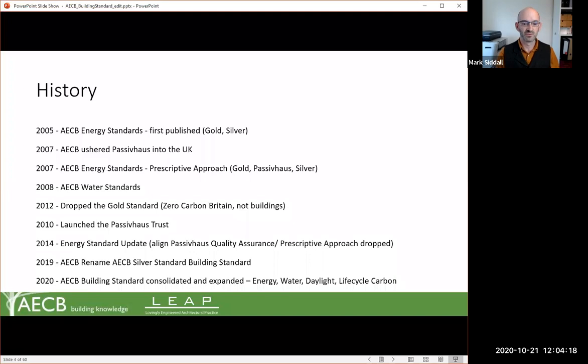The Passivhaus Trust was launched in 2010 via the AECB. And more recently, the AECB Silver Standard, which was the only remaining standard of the energy standards left in the overall remit, was then renamed the AECB Building Standard, and we've then brought in other standards beneath that to support it.